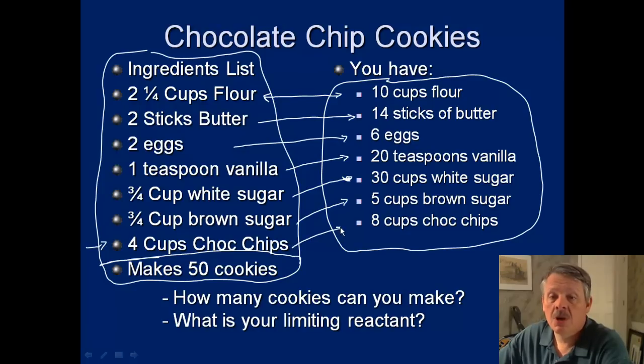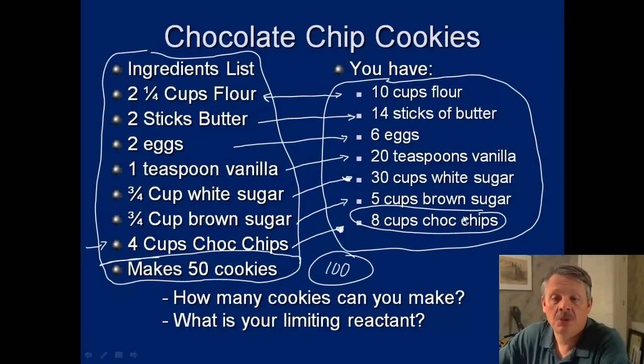But 4 cups of chocolate chips, you could only make 100 cookies. Because 4 cups will only allow you to make 2 batches of chocolate chip cookies. So you could make 100 chocolate chip cookies. Now what's your limiting reactant? Well, you had a bunch more flour and butter and eggs than you needed. This is what you ran out of. You ran out of your chocolate chips first. So that's your limiting reactant. So if you think about your kitchen, that's exactly how you figure out a limiting reactant.